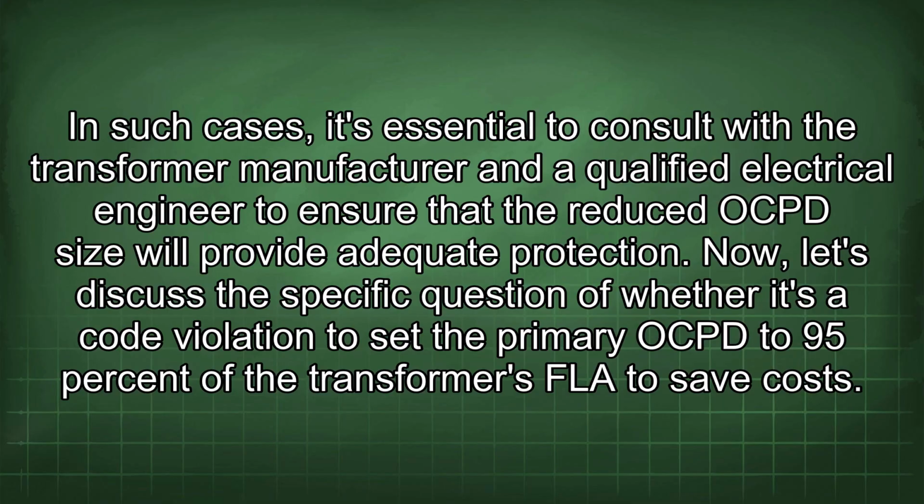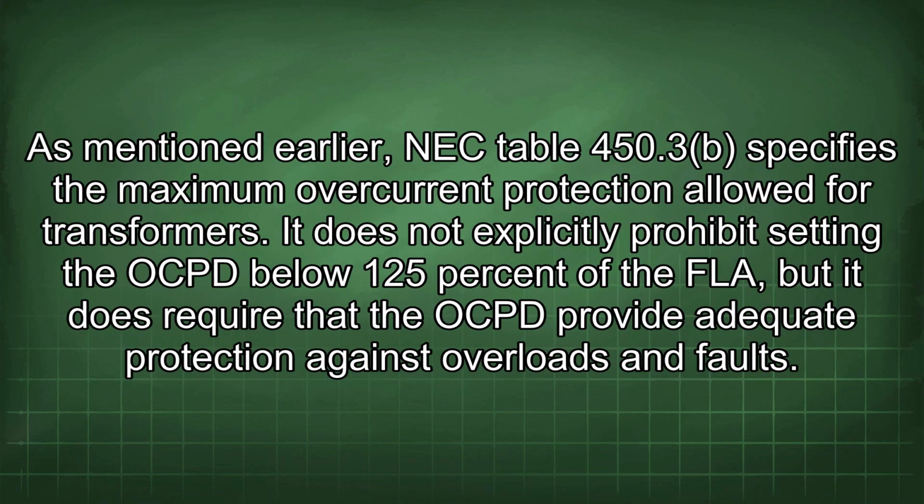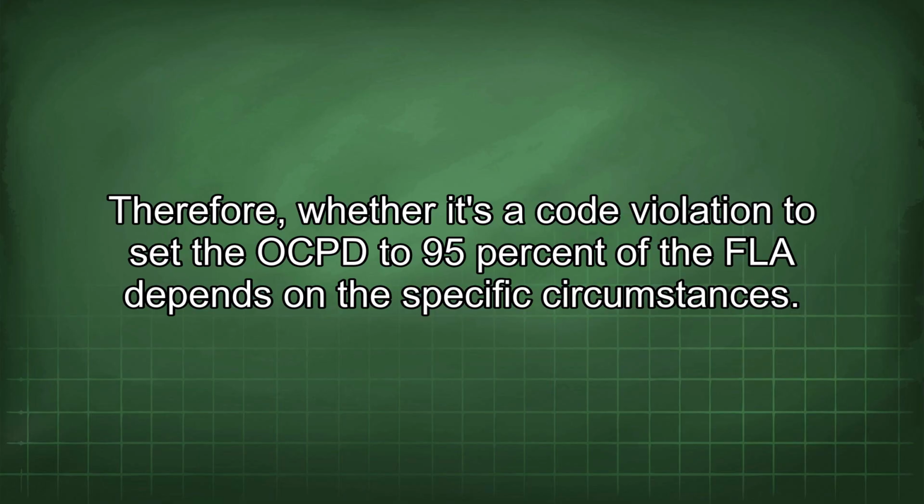Now, let's discuss the specific question of whether it's a code violation to set the primary OCPD to 95% of the transformer's FLA to save costs. As mentioned earlier, NEC Table 450.3 specifies the maximum overcurrent protection allowed for transformers. It does not explicitly prohibit setting the OCPD below 125% of the FLA, but it does require that the OCPD provide adequate protection against overloads and faults. Therefore, whether it's a code violation to set the OCPD to 95% of the FLA depends on the specific circumstances.